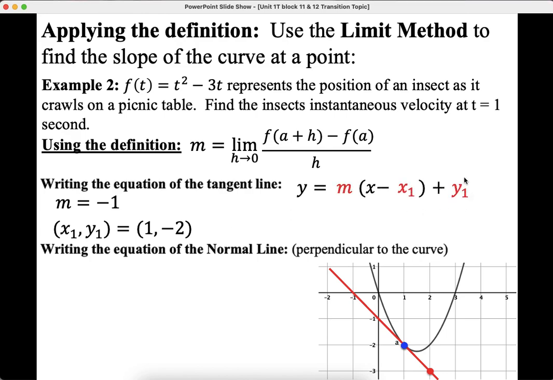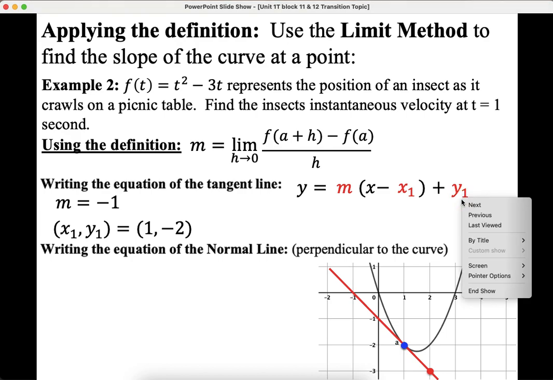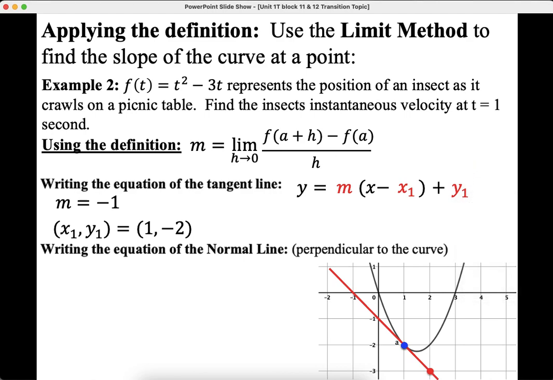Okay, so this is by far the easiest way to write the equation of a tangent line. That's the slope point form. The slope-intercept form is super clunky and super inefficient. We don't use it at all in calculus. The reason why we use the slope point form is because once we write this down, we just plop in m and plop in x1, y1, and we're done. So there it is, -1, x is 1, y is -2. There it is, we're done. We don't have to do anything with that.